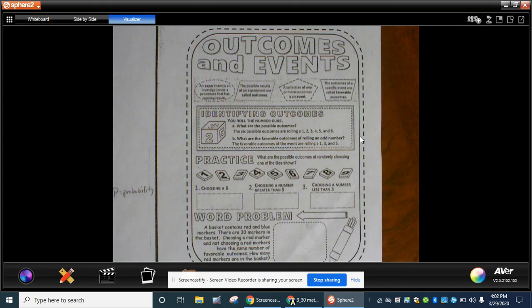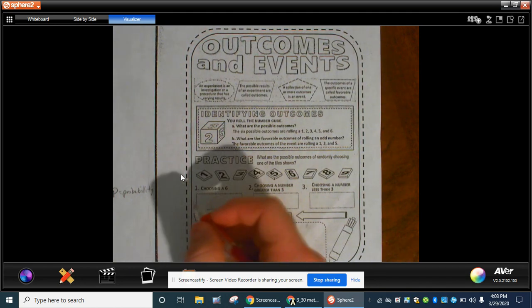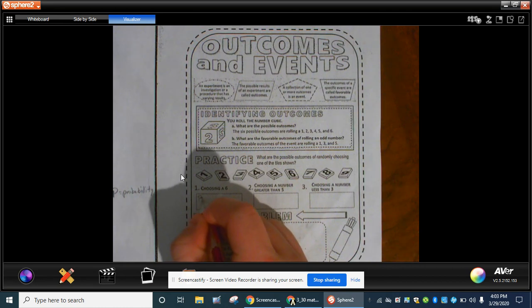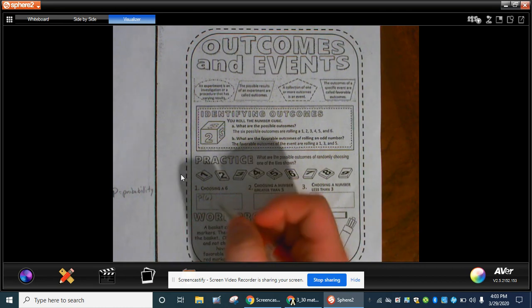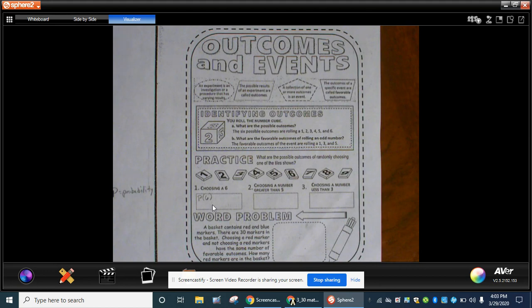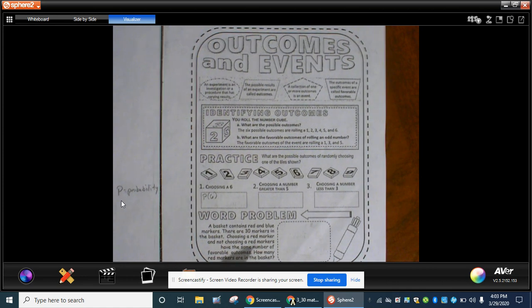Now here are the possible outcomes of the tiles shown below. This is going to be our practice for the day for this video. We have to figure out the probability of choosing a six. Probability is the likelihood of something happening. From now on you're going to see me writing it like this: P equals probability, of choosing a six.